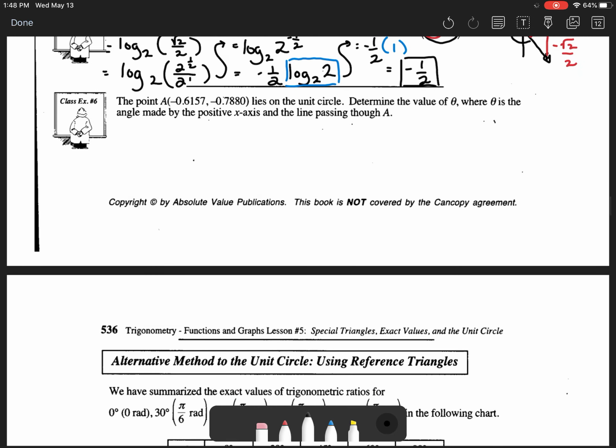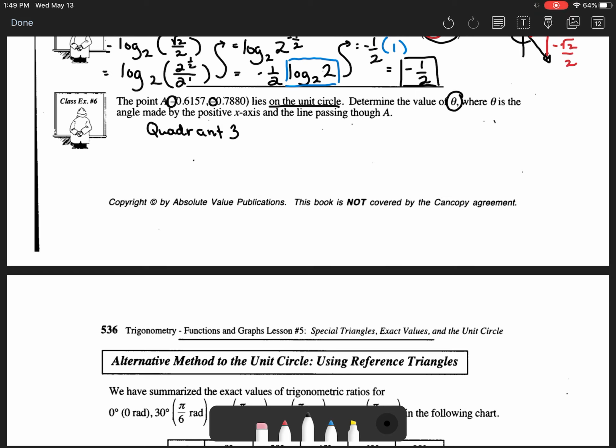Okay, moving on. The point A, which is at negative 0.6157, comma, negative 0.7880, lies, and again, very important, it lies on the unit circle. Determine the value of theta, which is the unknown angle, where theta is the angle made by the positive x-axis and the line that goes through A. Now, what you'll notice is both of these dimensions are negative, so that means automatically you would be in quadrant 3, right? So if your x is negative, you go left. When your y is negative, you go down. That takes you into quadrant 3.